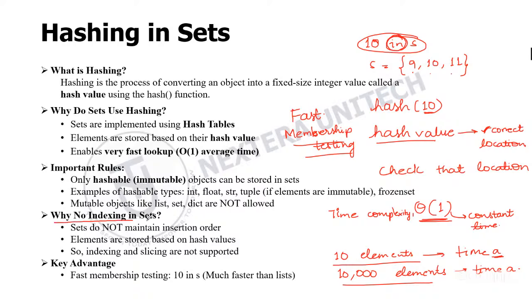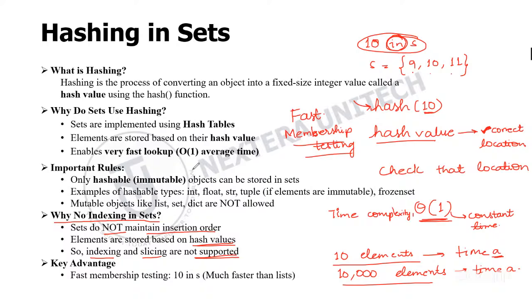So why don't sets have indexing? That is because sets do not maintain insertion order, and elements are stored based on hash values. It will compute the hash value using the hash function and directly store the value in that exact location. So that is why sets don't use order. They rely on hash values rather than storing based on order, and that is why indexing and slicing are not supported.